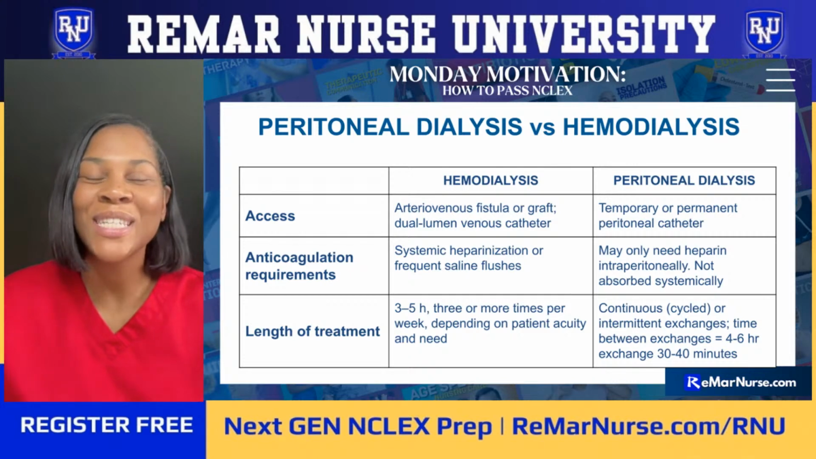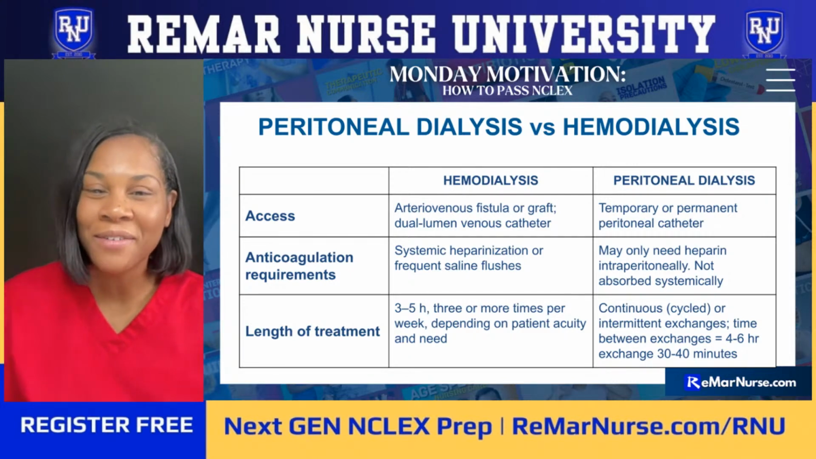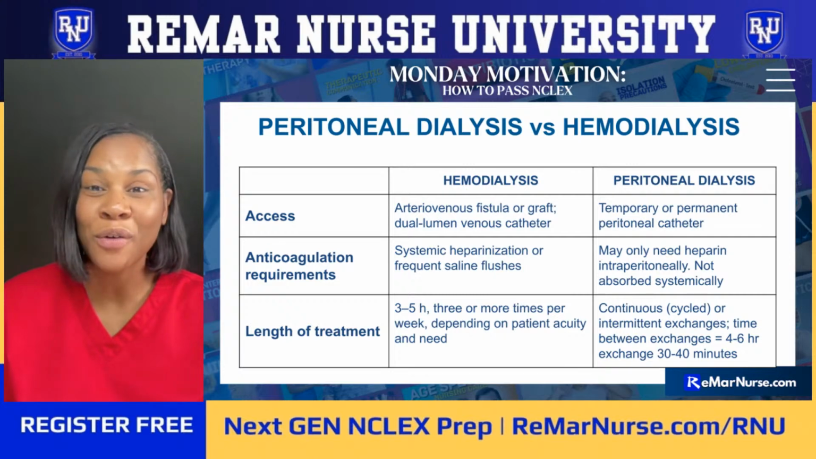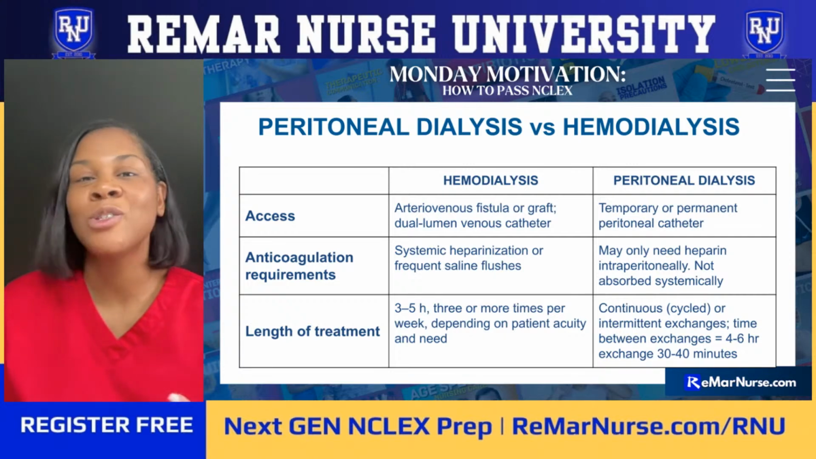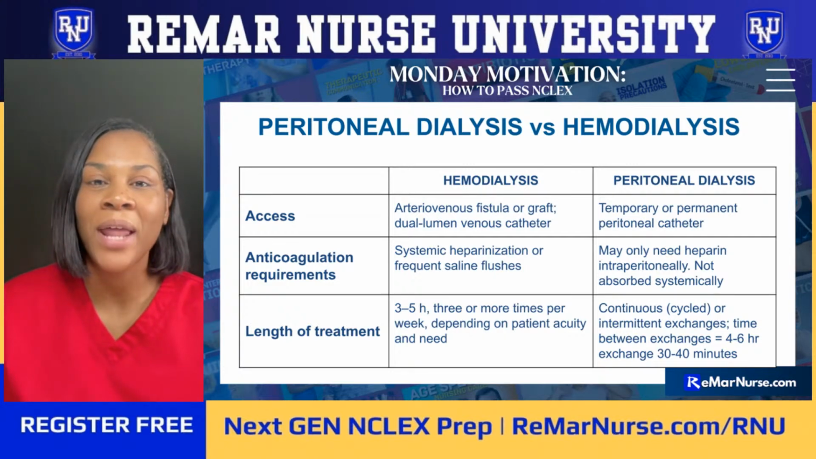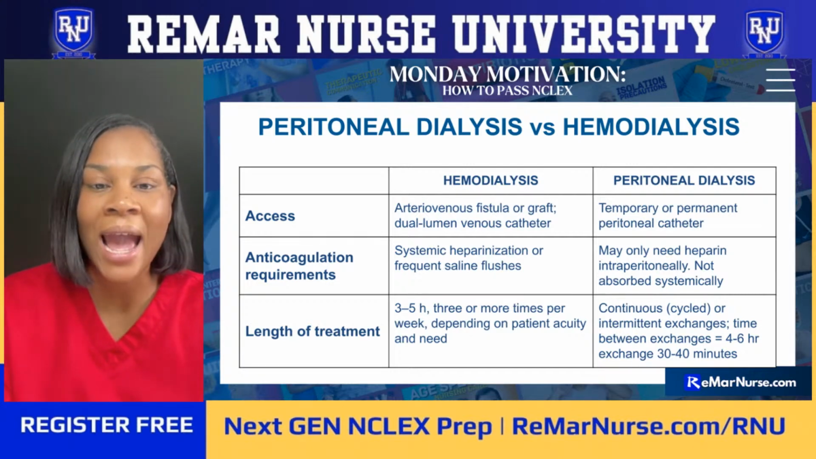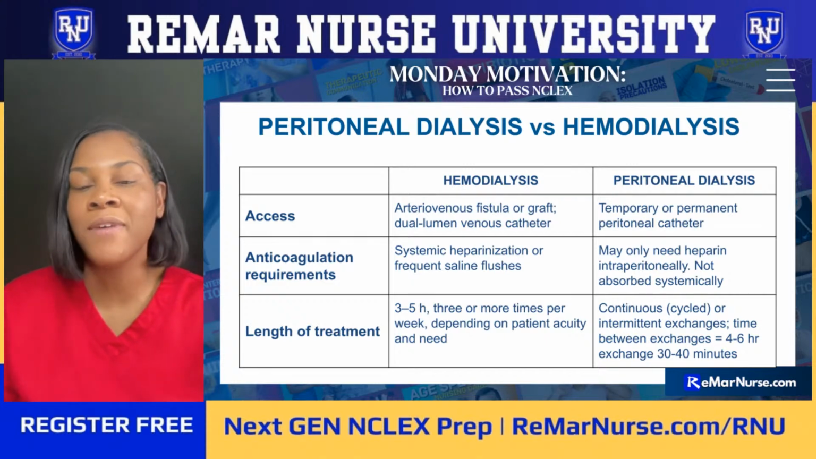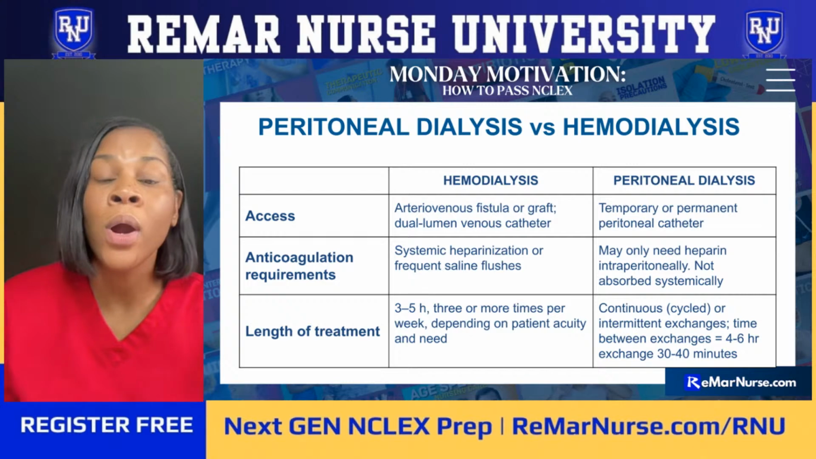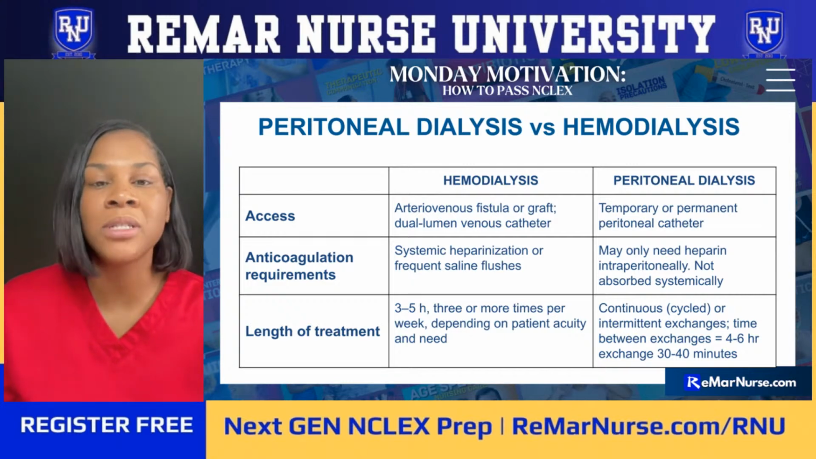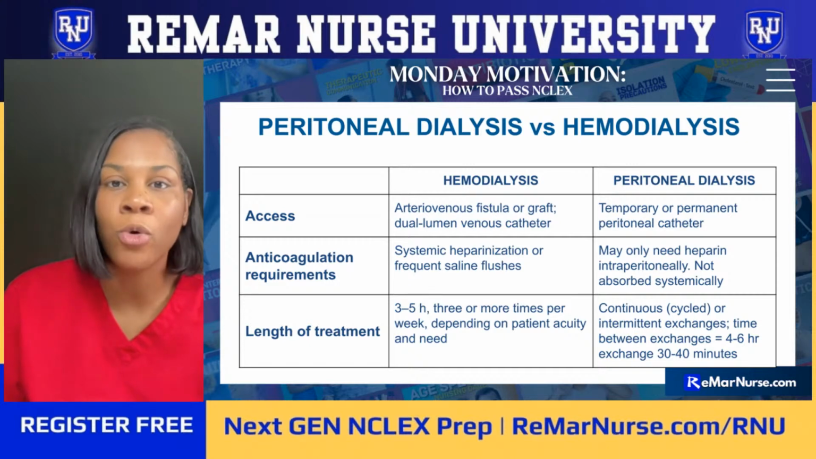Let's break down some other differences between hemodialysis and peritoneal dialysis that will serve you when you're taking your NCLEX. Access: we talked about how you need a surgical access placed. With hemodialysis, you're getting an arteriovenous fistula or graft, or you can get a central line placed, but mostly hemodialysis is going to be the graft or the fistula.